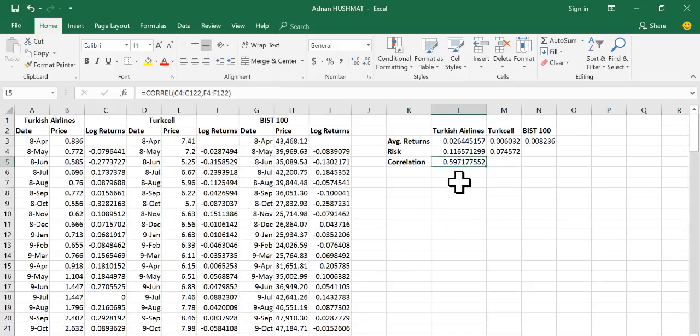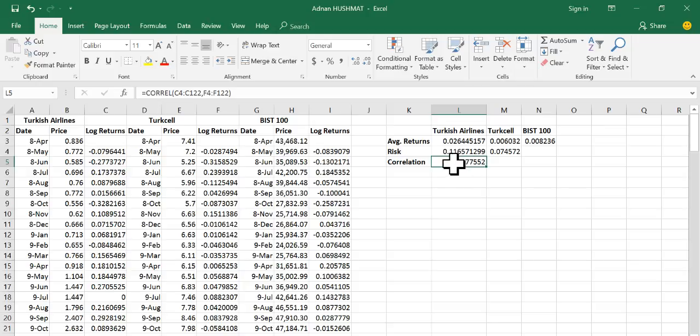So this is the correlation between the monthly returns of Turkish Airlines and Turkcell. Quite a high correlation, 0.59. Anyway, it's less than +1, so we will have some diversification benefits. If we combine these two stocks into a portfolio, we may have some diversification benefits as the correlation is less than +1.